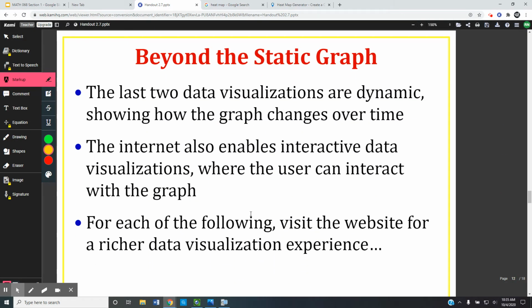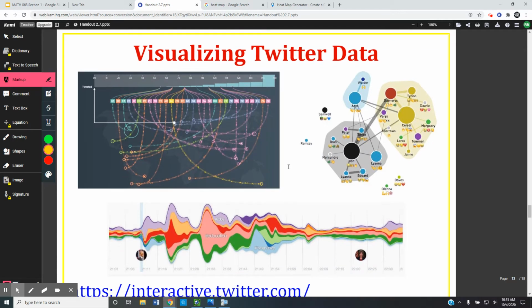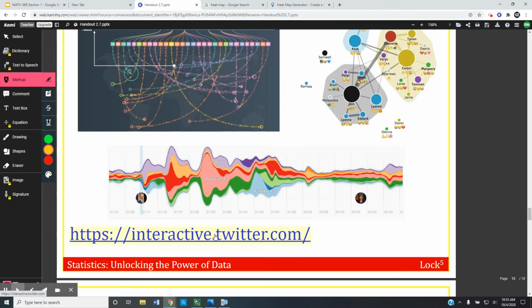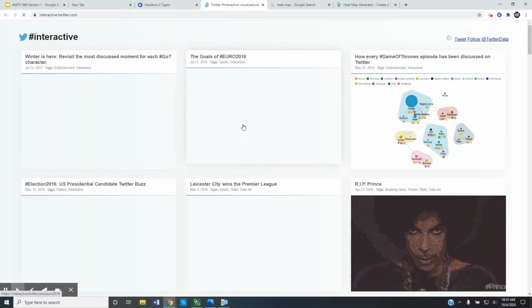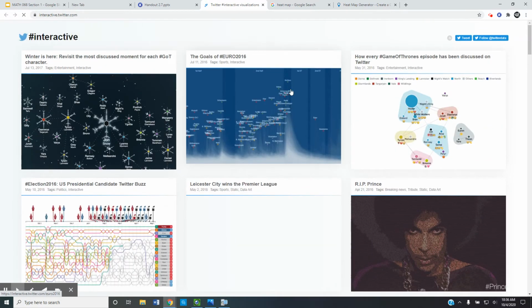To go beyond the statistics graph, the last two visualizations are very dynamic, and they show how graphs change over time. The internet enables us a slew of interactivity. And for each of the following, visit the website for a richer data visualization. So let's do that. First of all, we've got some different looking maps here that are pretty cool looking. And I'm actually going to go to this link, and you can visit that link. There are many, many different maps here that you can look at. But the maps I'm looking at, like for instance, I'm going to look at this one right here.